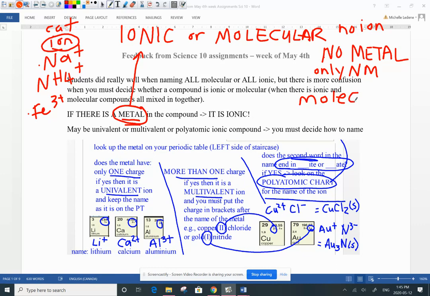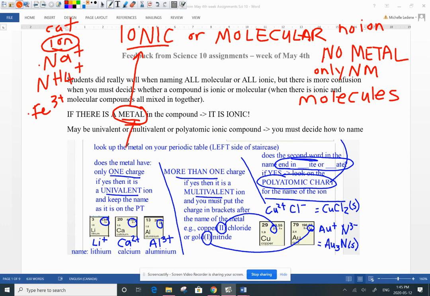So that's why it's O2 or Cl2 or P4. Those are diatomic or polyatomic molecules. So with your ionic compounds, I think you guys are getting the hang of this, right?